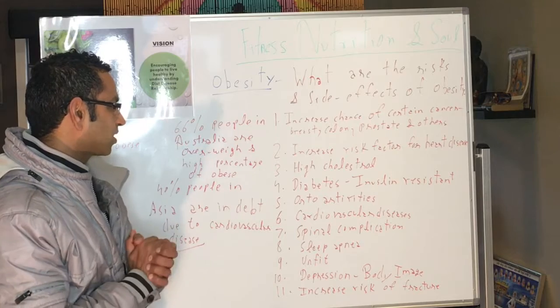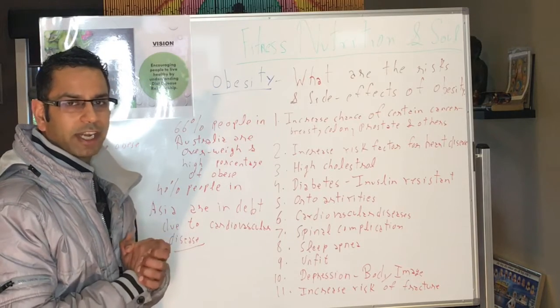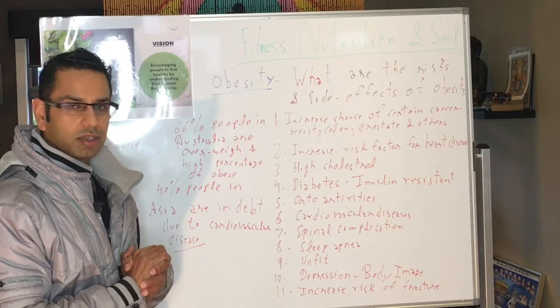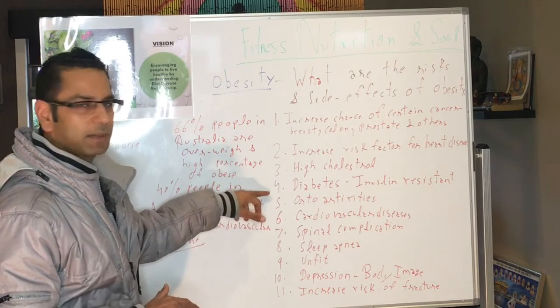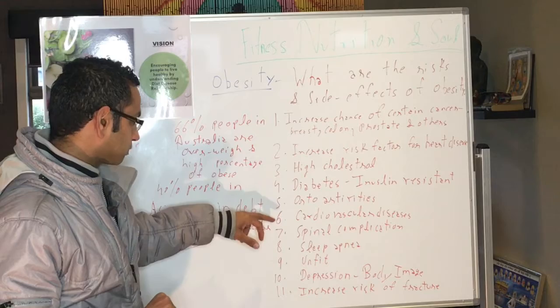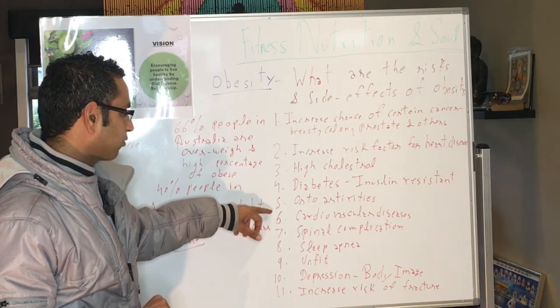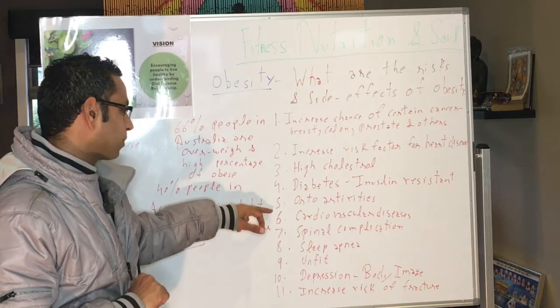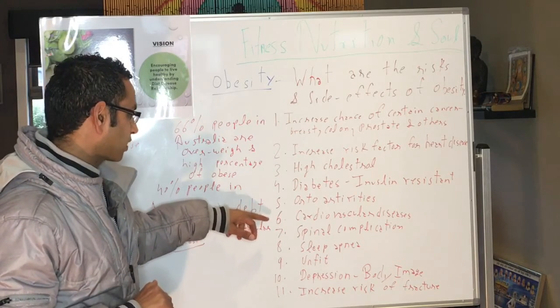The next one is diabetes. If you're really overweight, your cells can become resistant to insulin, and that can develop into diabetes in the long term. Then the fifth one is osteoarthritis. I don't know if the spelling's right. That means it increases the risk of having arthritis as well.